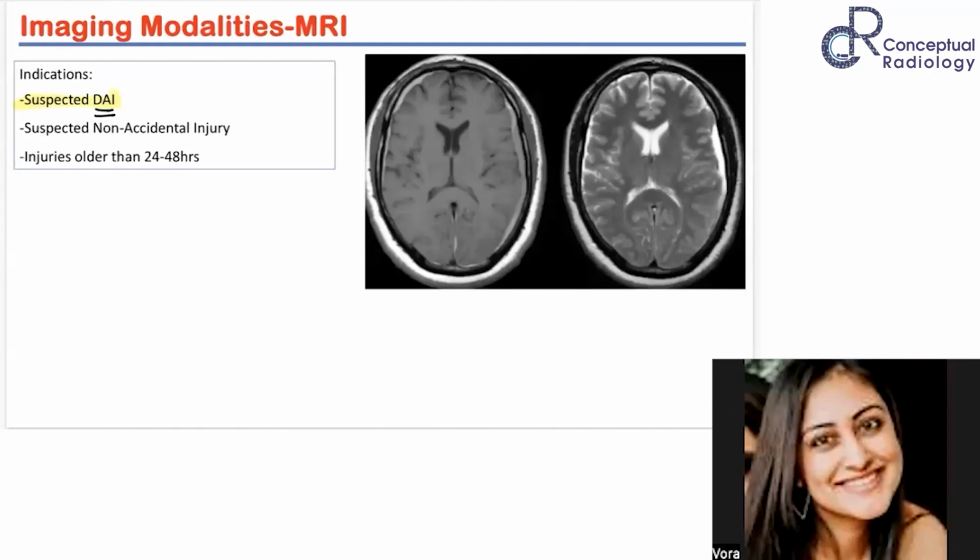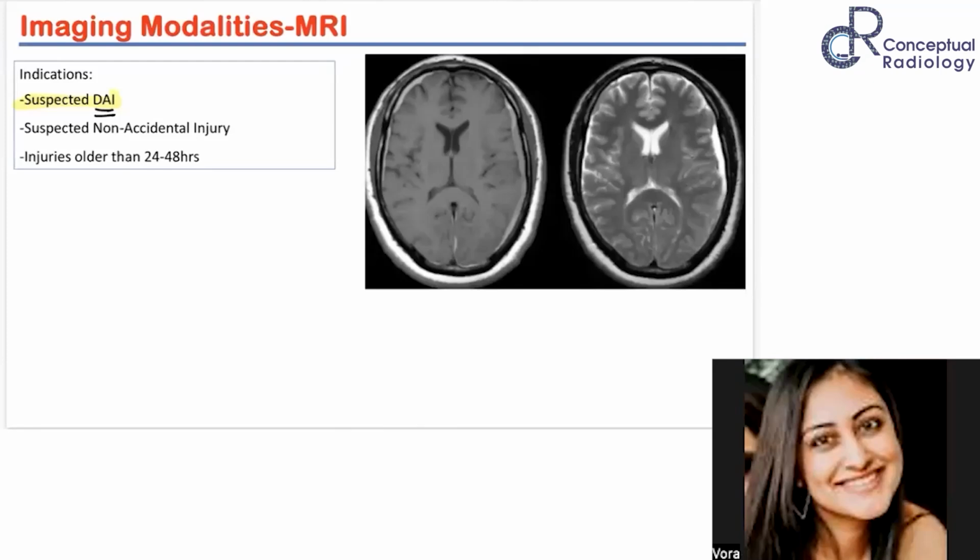Now, obviously, we know much better than that one line. In diffuse axonal injury, we are going to have small microbleeds, and that is where we want to do MRI to pick it up, and I'll talk more about it. Any case of suspected non-accidental injury or child abuse, we want to do MRI because there can be multifocal bleeds.